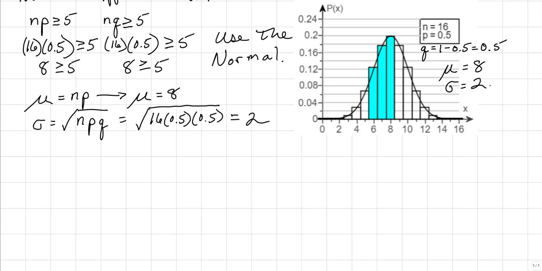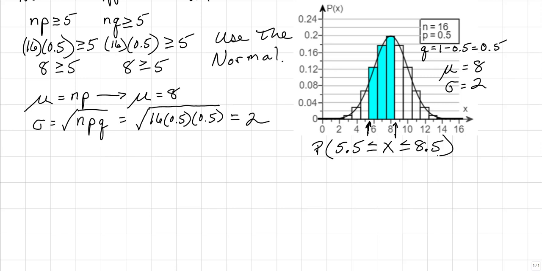Now, before I bring Statcrunch back in, let's talk a little bit about what we're going to have to do with the normal, okay? Binomial is discrete, normal is going to be continuous. So what we want to do is actually start right here to the left of our value 6 and end to the right of our value 8. So in reality, what we're trying to do is find the probability of 5.5 less than or equal to x less than or equal to 8.5.